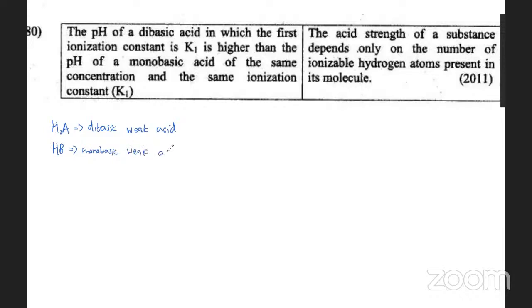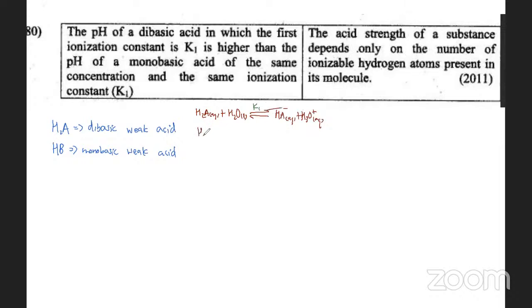Monobasic weak acid, right? Now, if you take a dibasic weak acid, it will dissociate in 2 steps. H2A will react with water and dissociate first, creating HA minus while releasing H3O plus. For this, they have given the dissociation constant as K1. All right, it doesn't stop there.